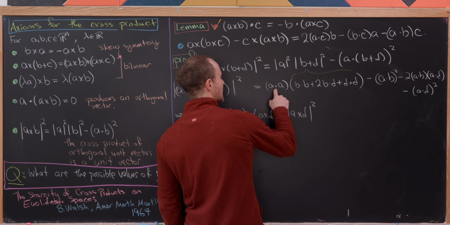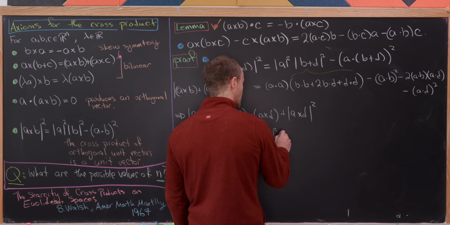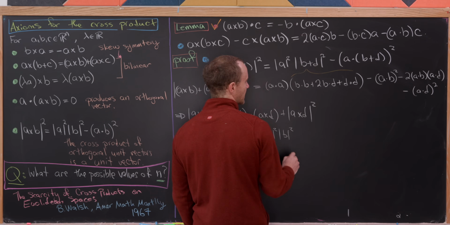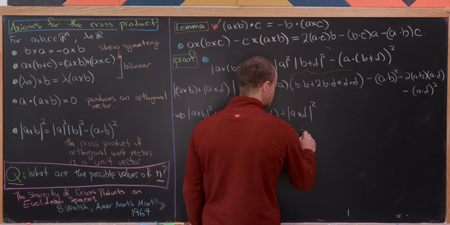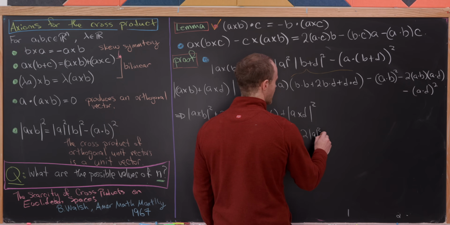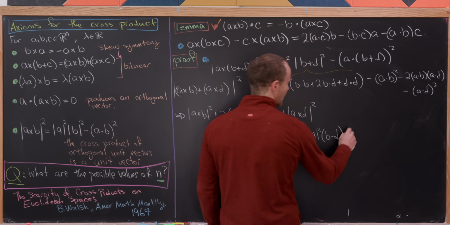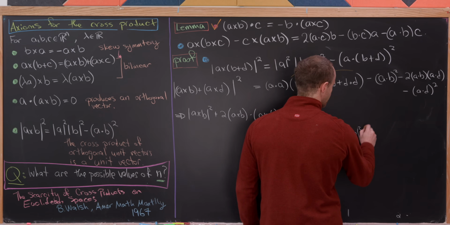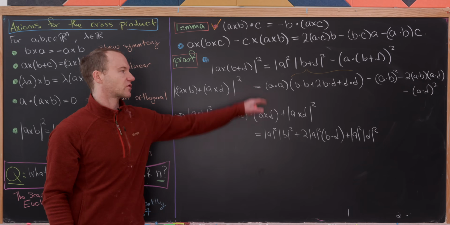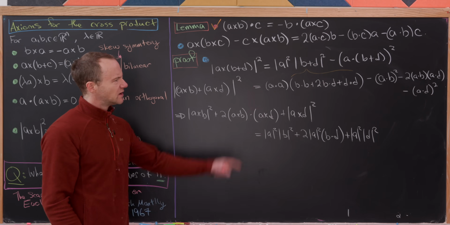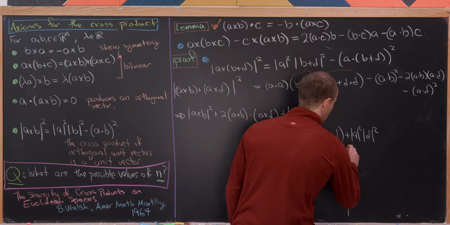So this a dot a and this b dot b multiplied together will give us length a squared times length b squared. And then after that, we'll have plus 2 times length a squared times b dot d. And then we'll have next plus length a squared times length d squared. Okay, so we've expanded out this first term on the right-hand side. But then that second term is already expanded out. So let's just put that down here.